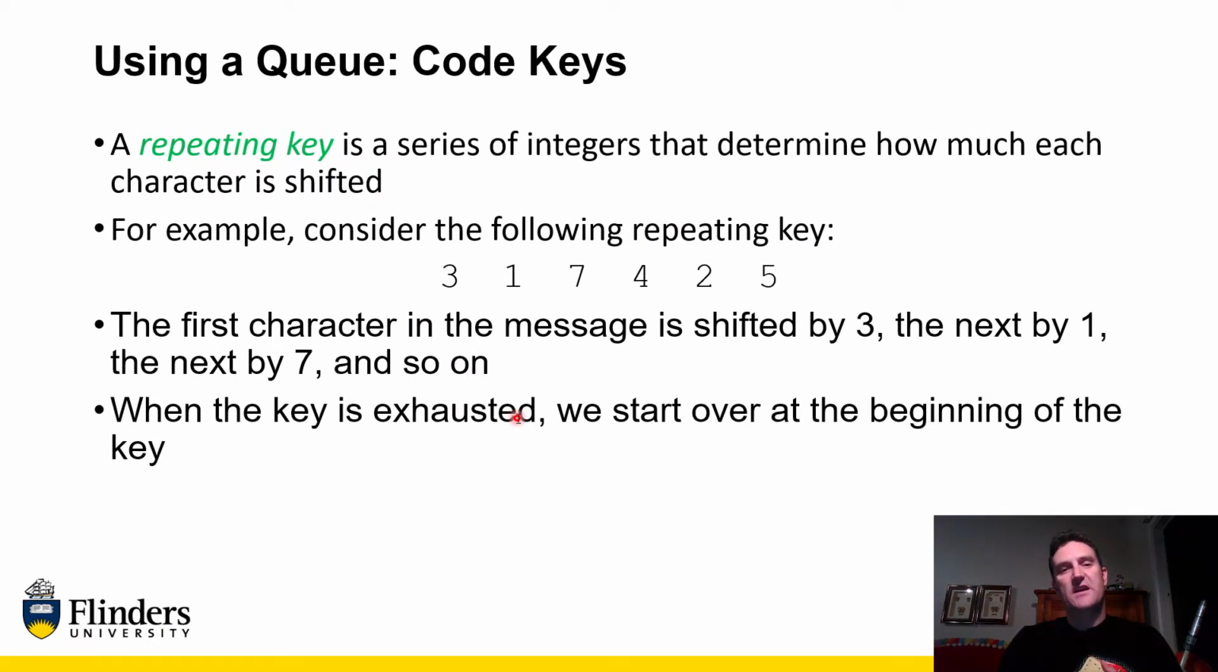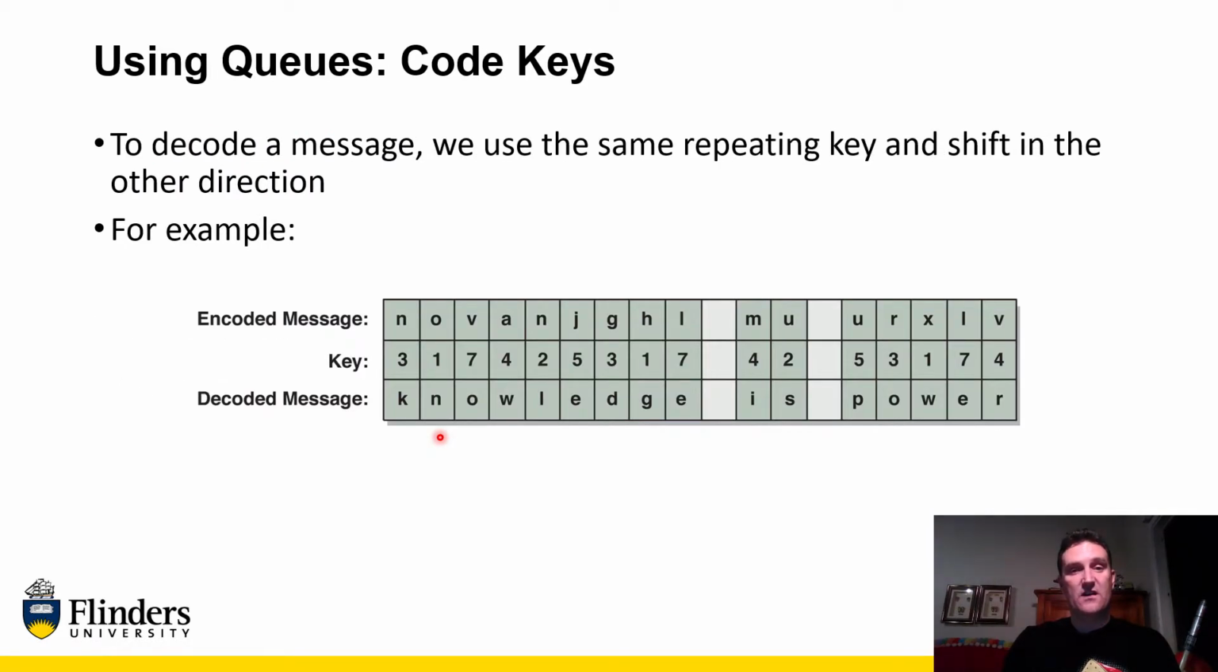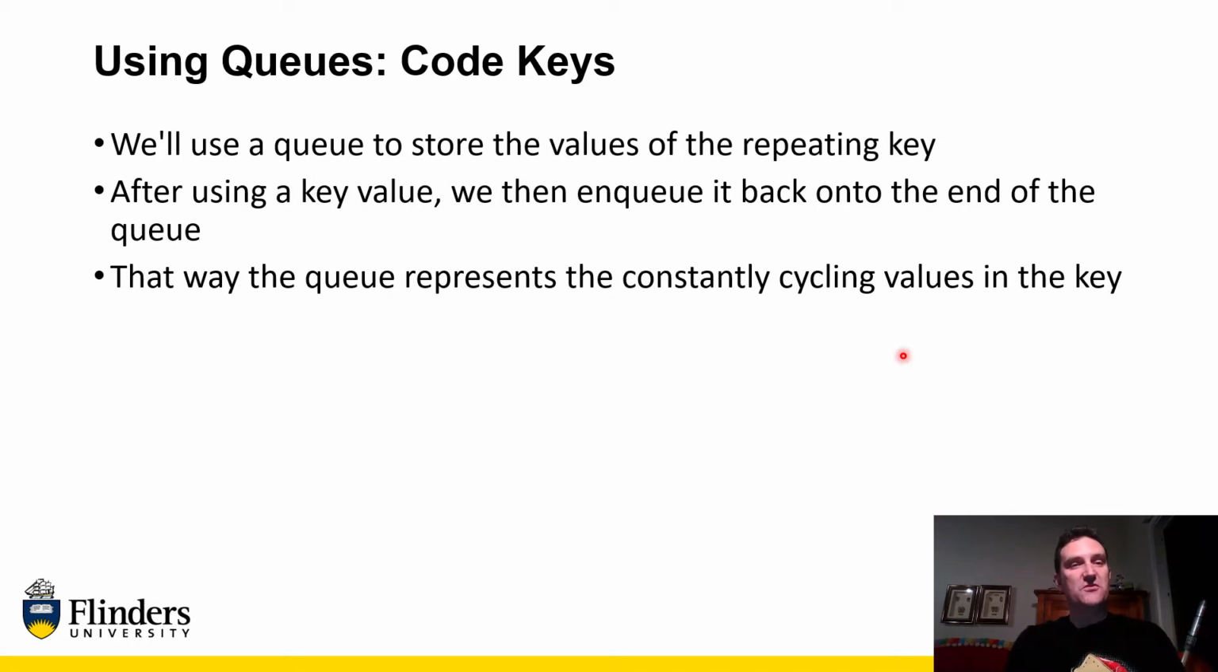So the idea of this repeating key is not just that we fill it up and take from the front, is that when it's exhausted, when it's finished, we go back through it again. As we can see here, the 3 gets used again here and gets used again here as we go through it. So we can use a queue to represent that.